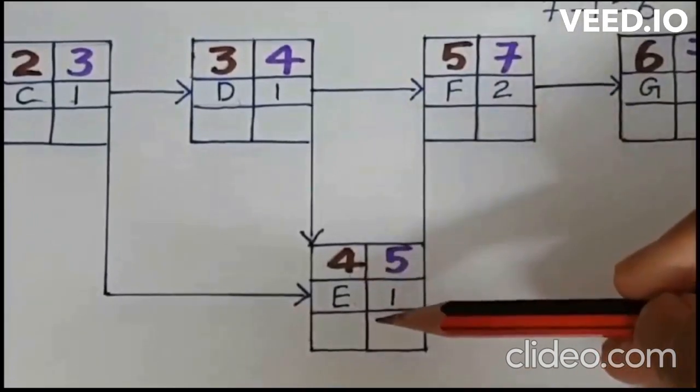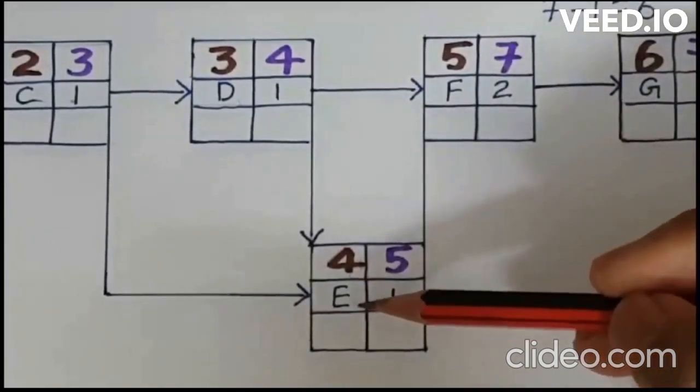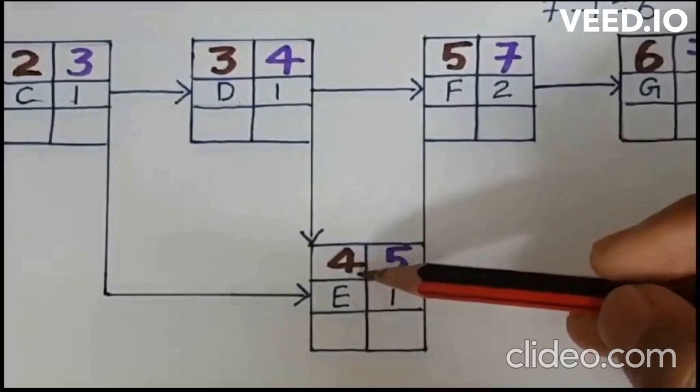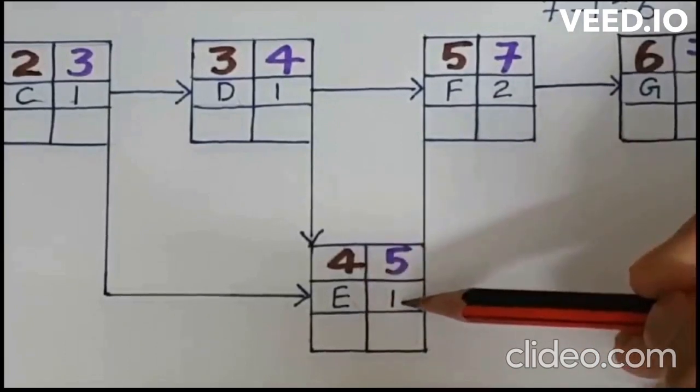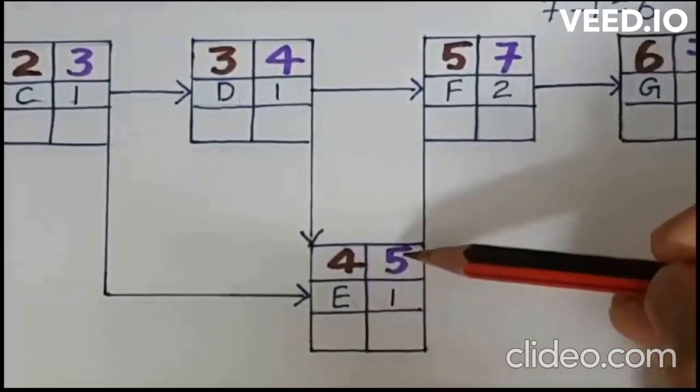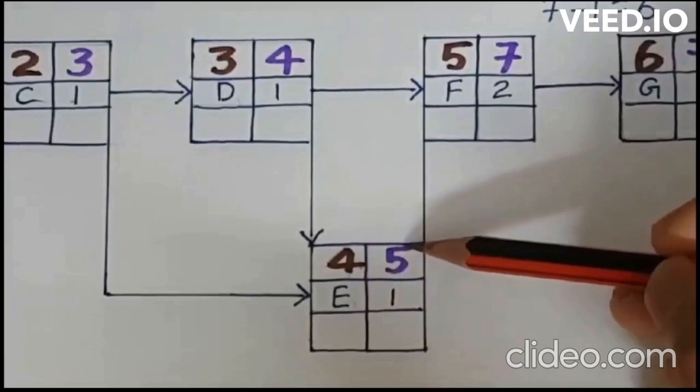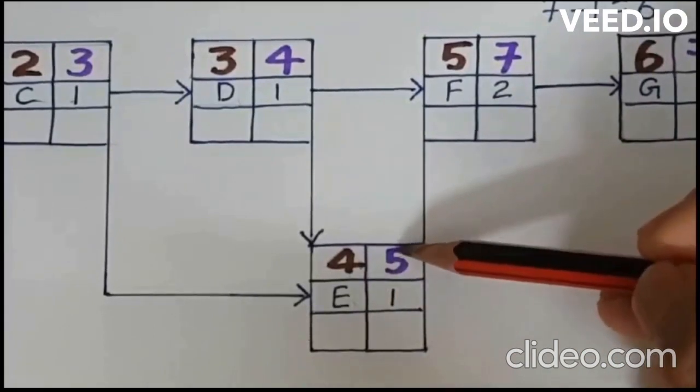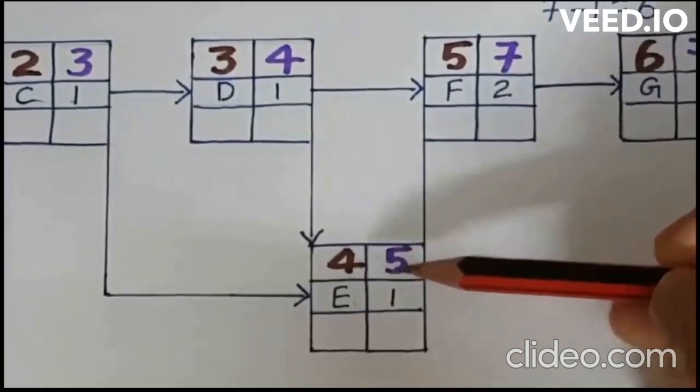And how will you calculate the earliest finish time of activity E? That will be earliest start time plus duration, right? 4 plus 1, that is equal to 5. 5 will be the earliest finish time of activity E, that you can write here. I'll stop here.